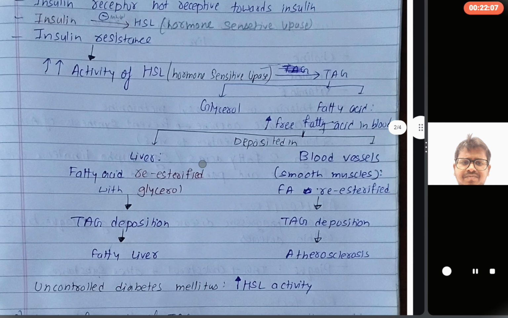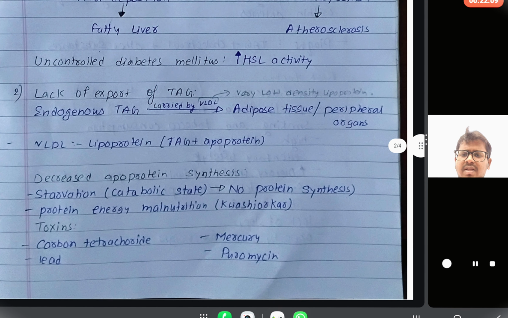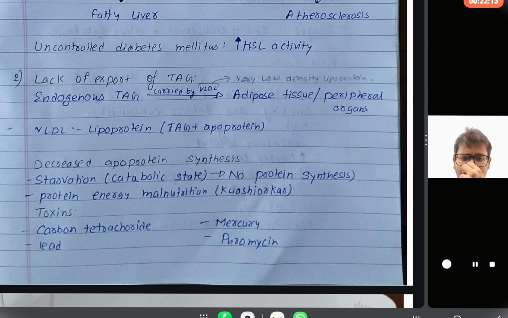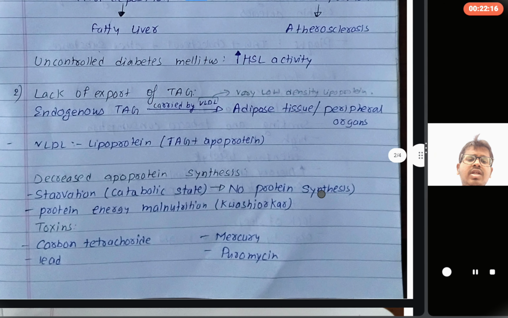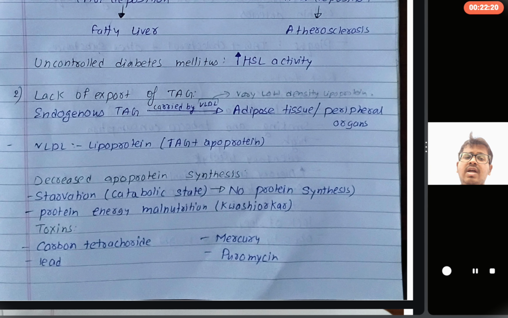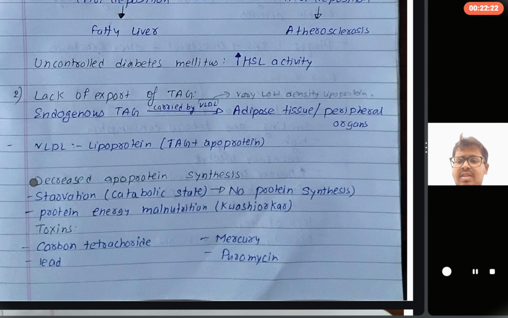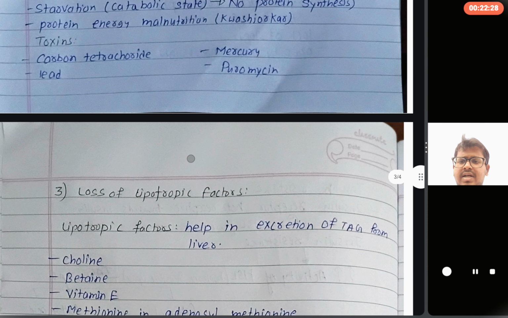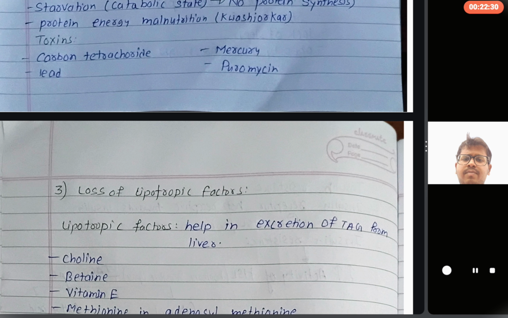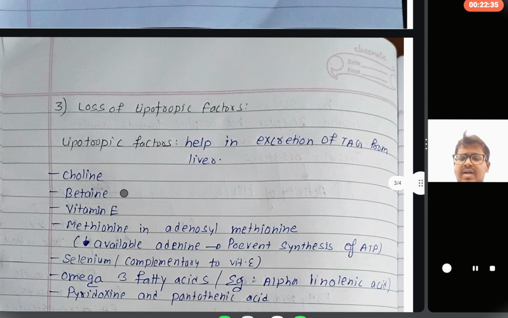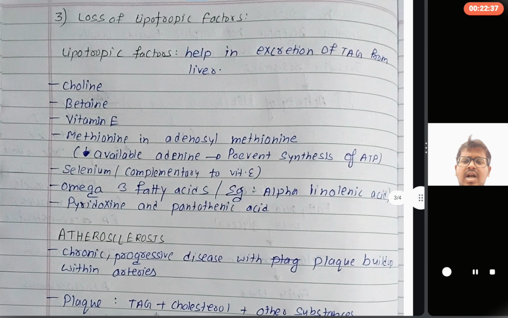Another cause is decreased apoprotein synthesis, for example in starvation. In starvation there is no synthesis of protein, then how will apoprotein form? So there will be decreased apoprotein synthesis, so lack of export will occur. Toxins we have discussed: CCl4, mercury, lead, puromycin. Another is loss of lipotropic factors: choline, betaine, vitamin E, methionine.